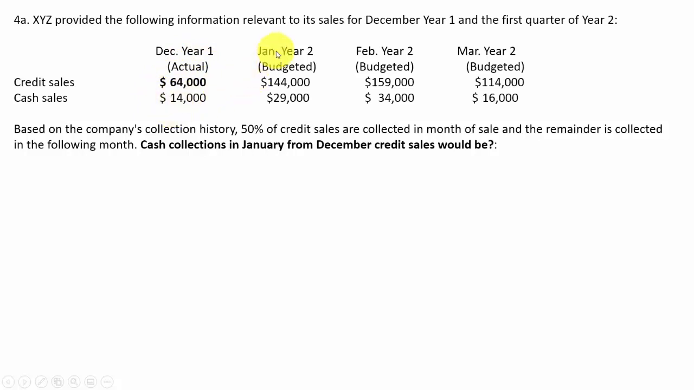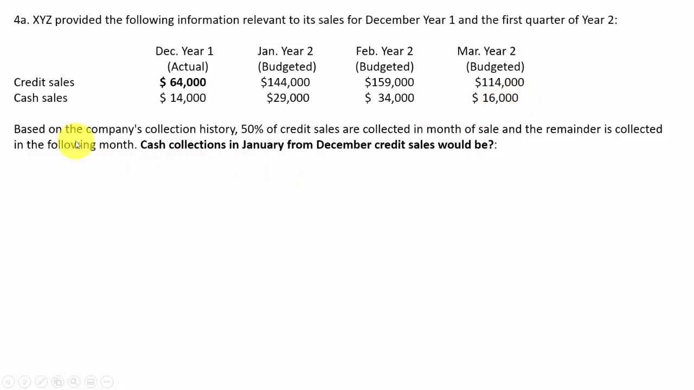In January, these are budgeted sales. These are what we think we're going to do for credit sales and cash sales. For January, it's $144,000 and $29,000 for cash sales. February, it would be $159,000 worth of credit sales and $34,000 worth of cash sales. And in March, we think we're going to have credit sales of $114,000 and cash sales of $16,000.